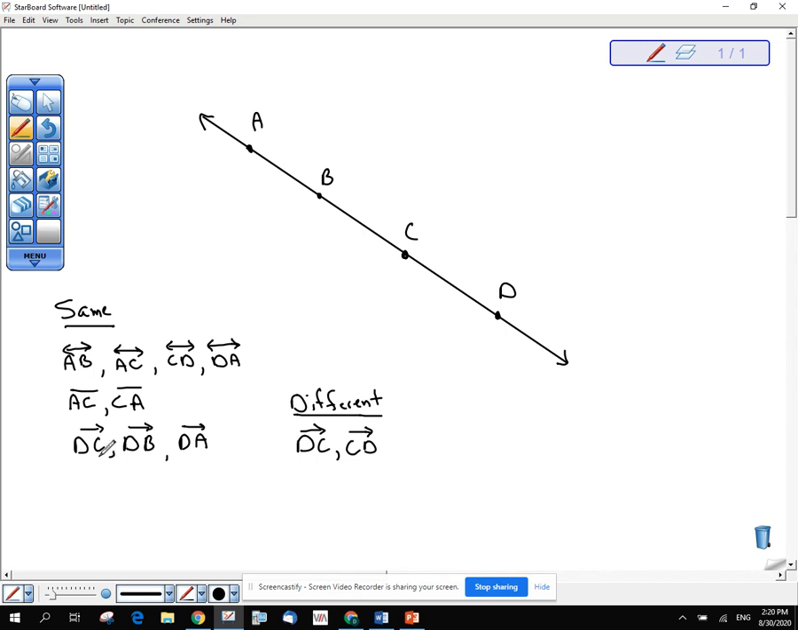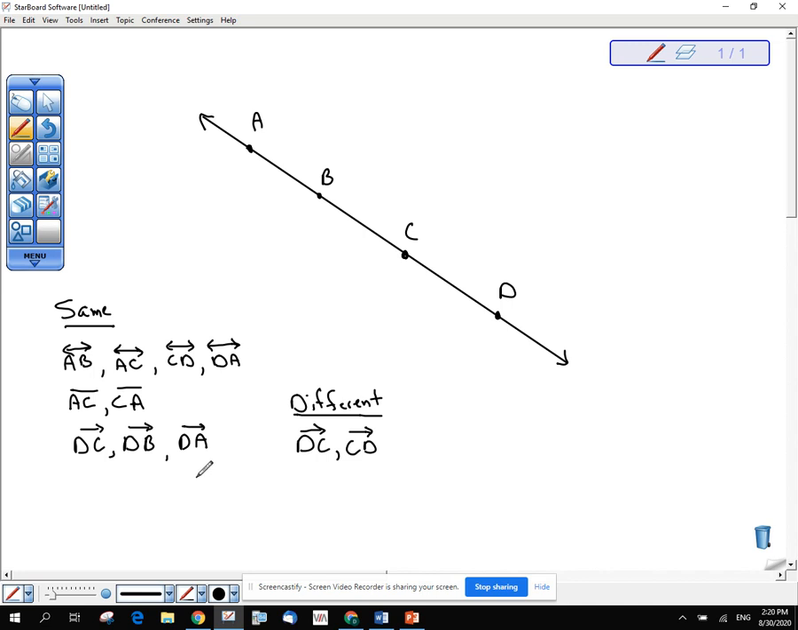Ray DC, so now I'm picking an endpoint and going in the direction of C. That means that it's the set of points that starts here and it goes infinitely in this direction. Ray DB does exactly the same thing. It starts here and it goes in this direction. Ray DA does the same thing. So again, these are the same. They're named differently. That's just because there's multiple names for this ray.